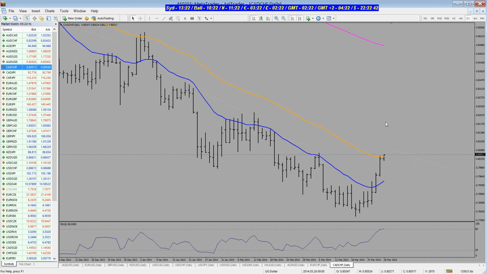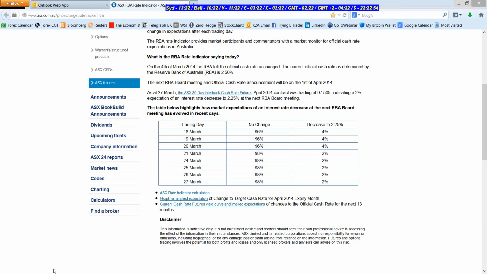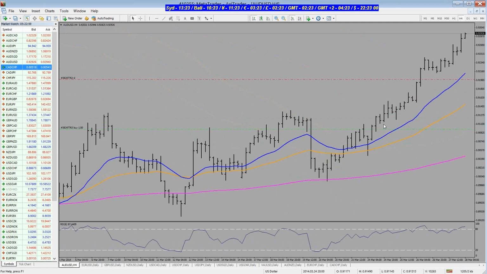Halfway up yesterday's bar based on the 4-hour chart, to reserve profit turns at resistance was my reasoning. Are you trading this as a 4-hour trade or a daily trade? Well, then you should be managing it on the daily. Yeah.